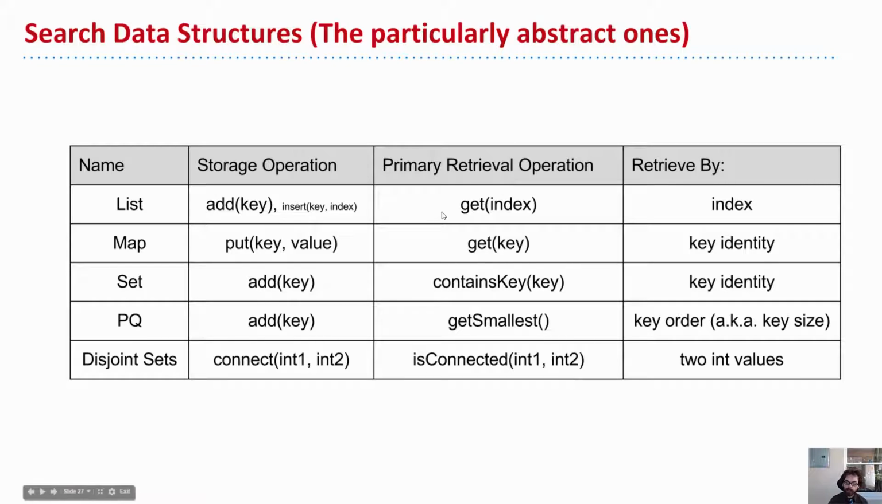And so what does it mean to retrieve? Well, as we've just alluded to, in a list, we're getting it by index. In the map and the set, we're basing it on the identity of the key, information about who the key is. For the priority queue, we don't really care about who the key is, we just care about its order. And then finally, for disjoint sets, we're retrieving by two integer values, where each represents an item.